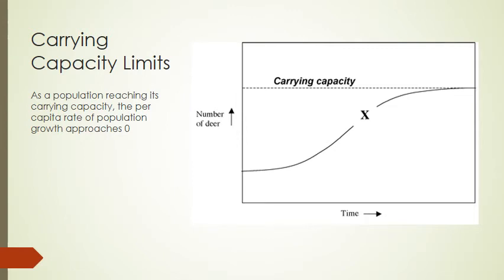As population growth reaches that carrying capacity, the rate of population growth reaches 0. So you start off with a certain number, that number increases, and then the growth levels off. Populations will reach this point where there's no population growth.